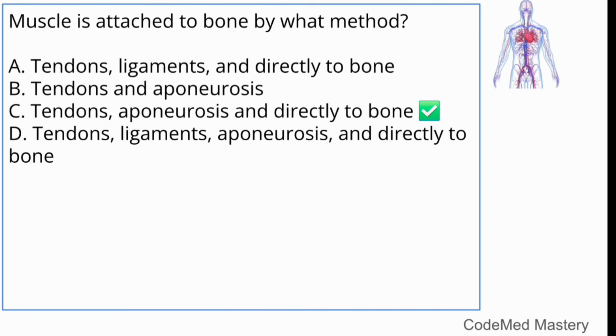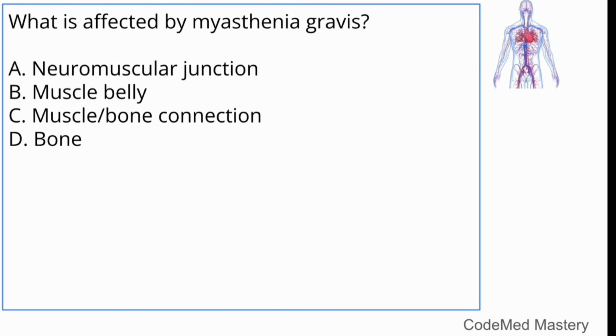Next question. What is affected by myasthenia gravis? Option A, neuromuscular junction. Option B, muscle belly. Option C, muscle-bone connection. Option D, bone. The right answer is option A, neuromuscular junction.